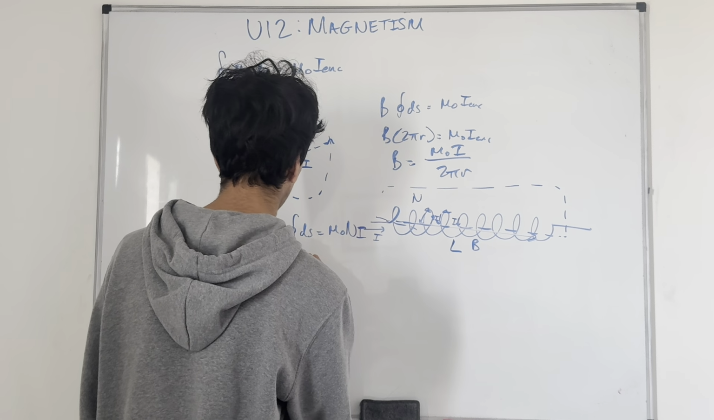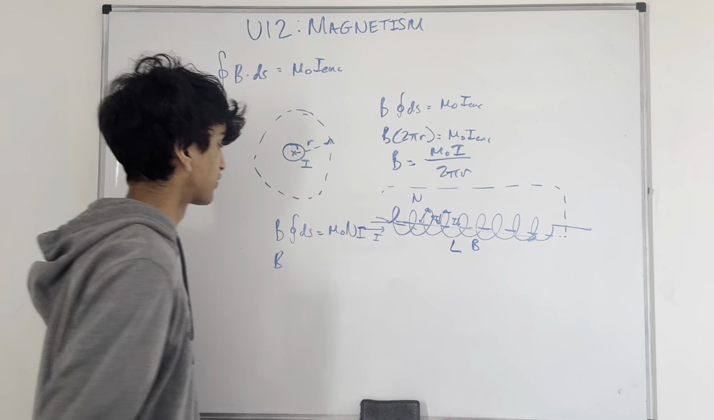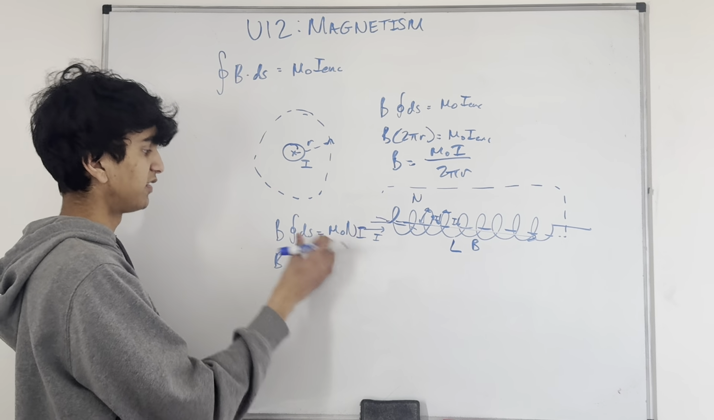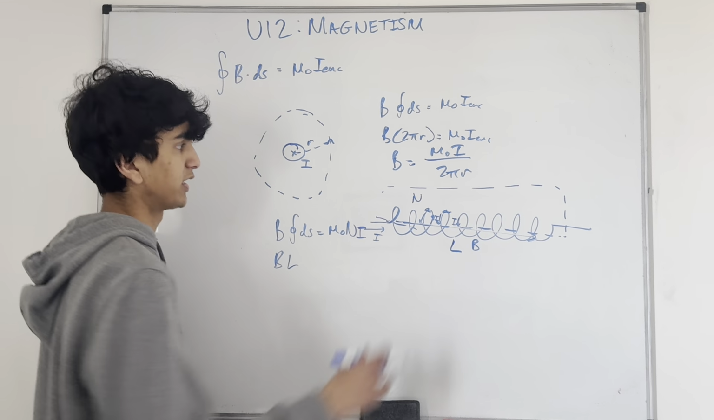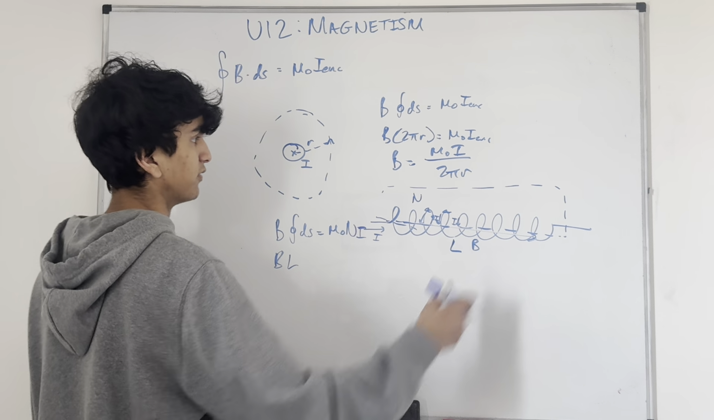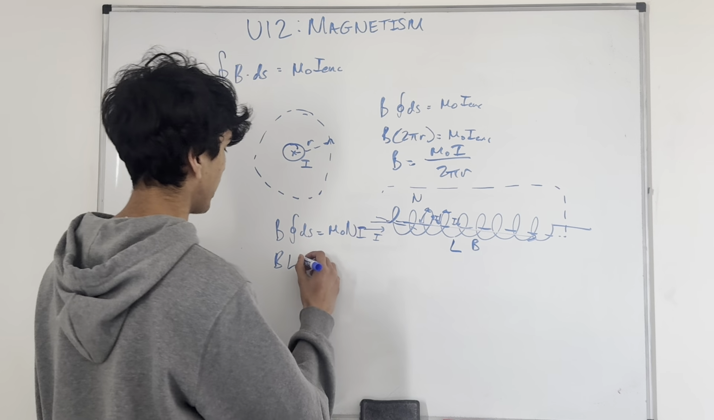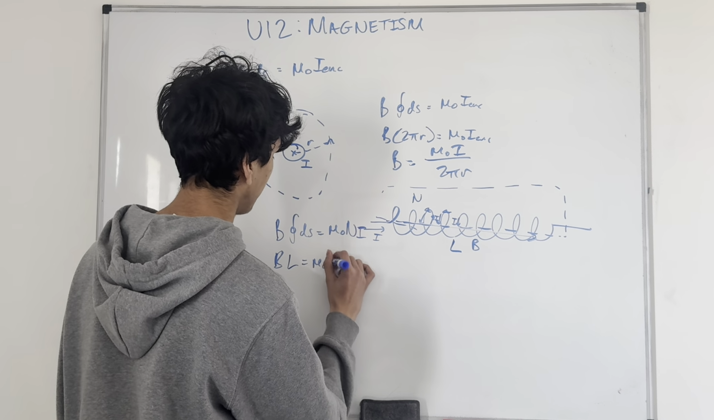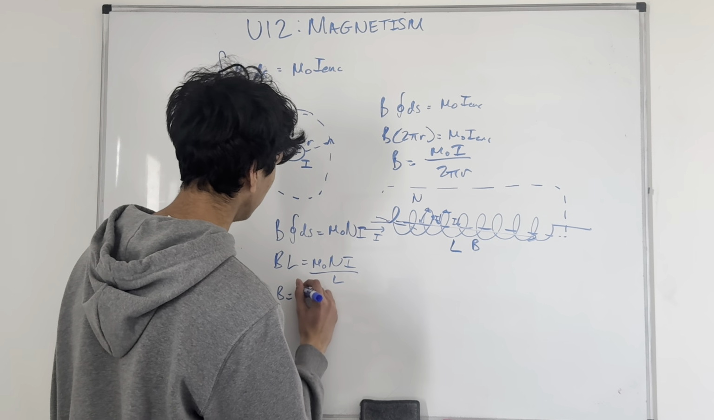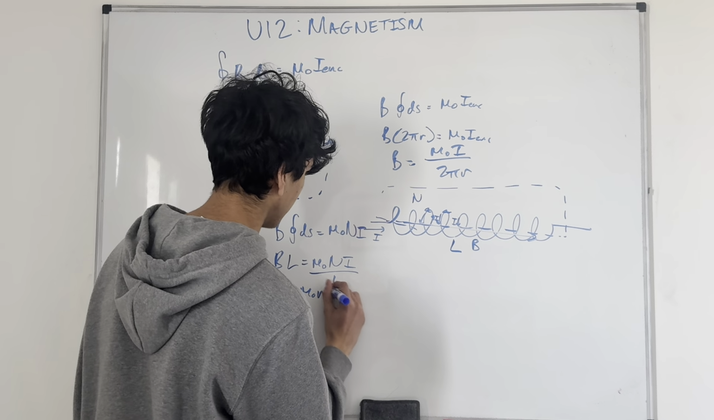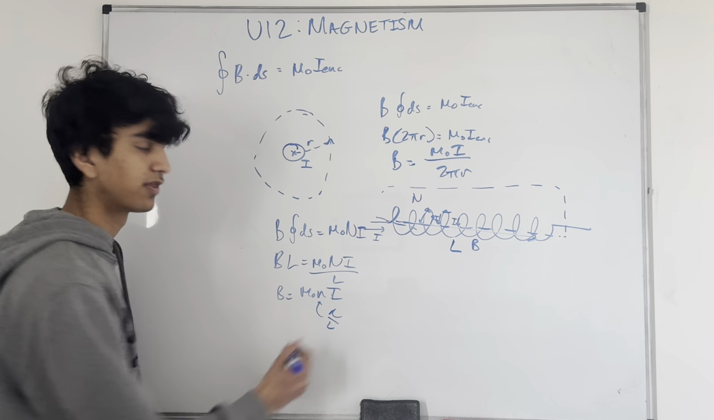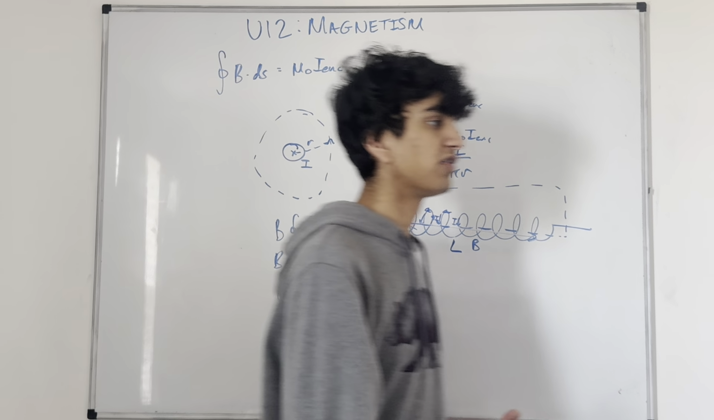Well, this integral would end up being L, because there's no magnetic field at this point, but there's magnetic field over here for that part of the loop. So you get BL equals mu naught times n times I. Divide both sides by L, and you get B equals mu naught times little n times I, where little n is the number of turns per unit length. So that's another example of Ampere's law.